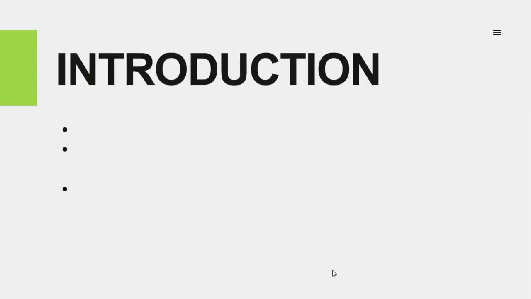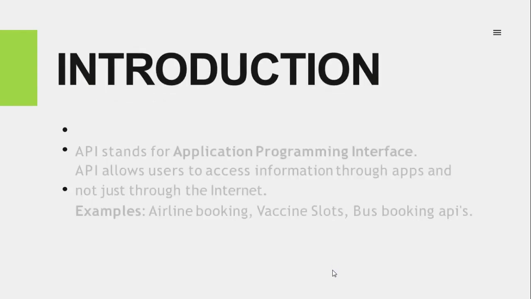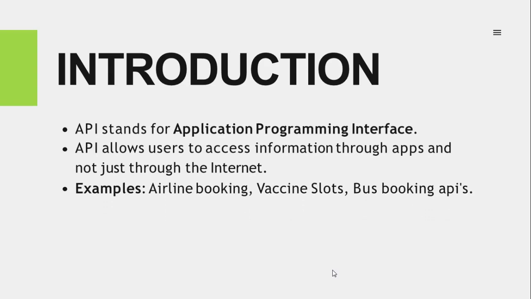First of all, we see the introduction: what is an API? API stands for Application Programming Interface. With the help of an API, we can access all the information about an application. Some examples of APIs: we are using APIs in airline booking, and nowadays we are talking about vaccine websites. There are multiple APIs.